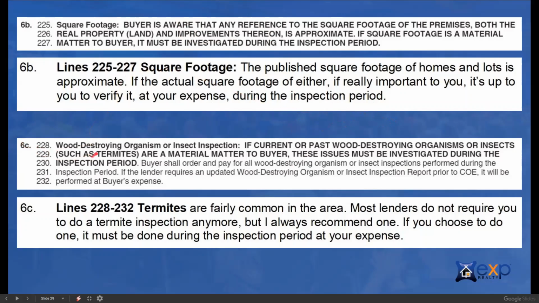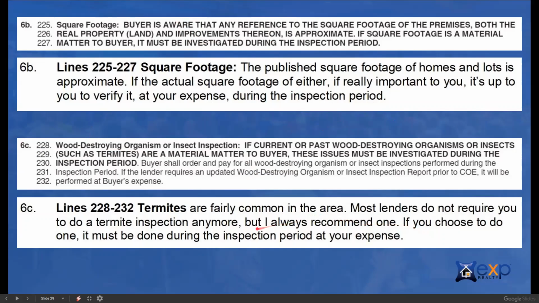Okay, section 6C, wood destroying organisms. I never use that term. I describe this paragraph by saying that termites are fairly common in the area. Most lenders do not require you to do a termite inspection anymore, but I always recommend one. If you choose to do one, it must be done during the inspection period at your expense.